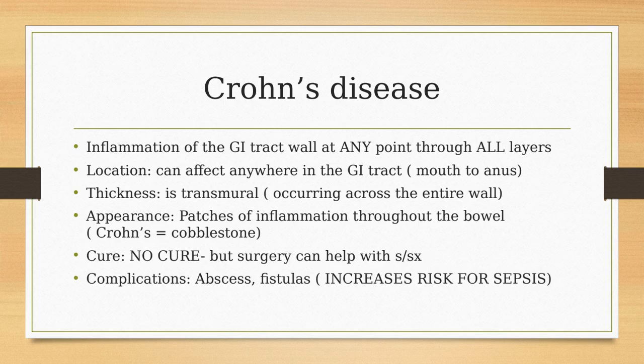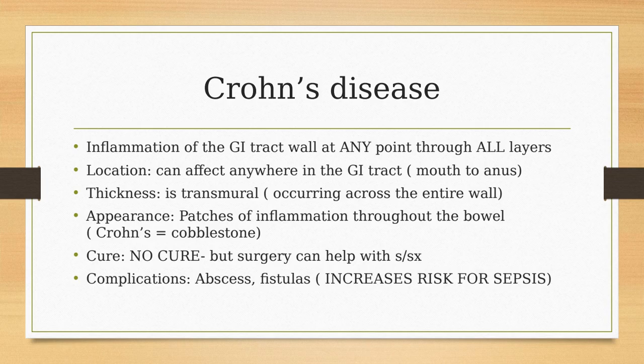Complications with Crohn's disease are abscesses and fistulas, so make sure you understand what a fistula is and what an abscess is. Whereas with ulcerative colitis, you have bowel perforation, and you have increased risk for hemorrhage, which is bleeding, which can cause septic shock, because you lose blood, you lose volume, and you have a cardiovascular event.